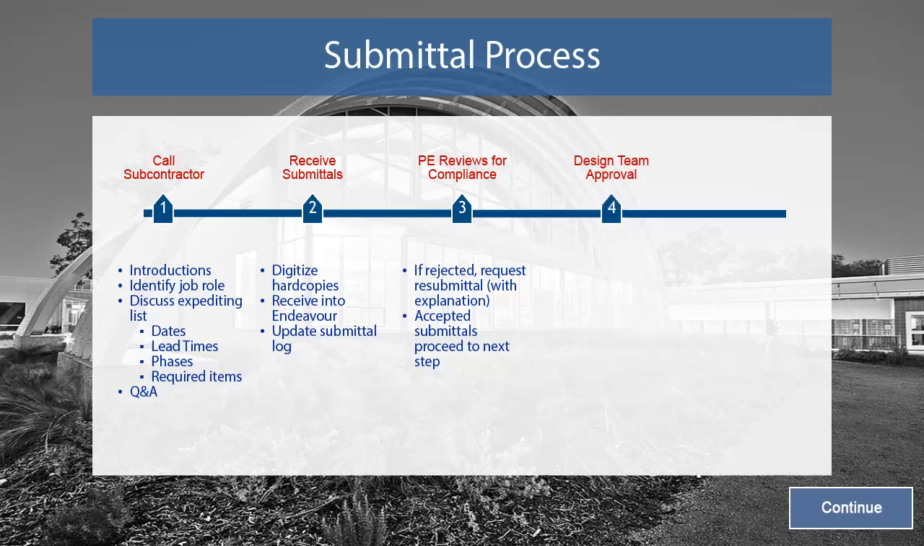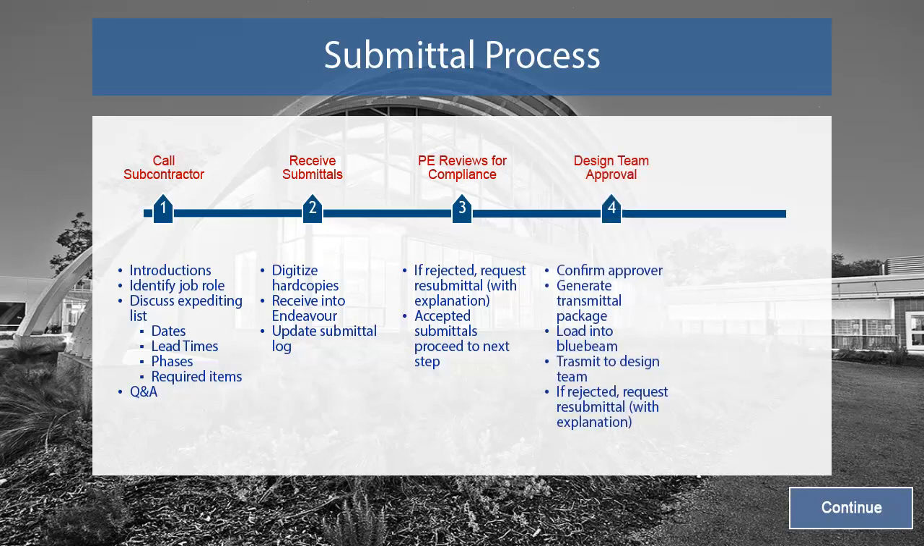The design team includes representatives from every trade as well as the architects. This process will involve generating a submittal package, and loading the information into Bluebeam. The PE will reprocess submittals that are rejected by the design team, in order to obtain corrected versions from the subcontractors. Submittals that are approved will also be distributed to the subcontractor after review.